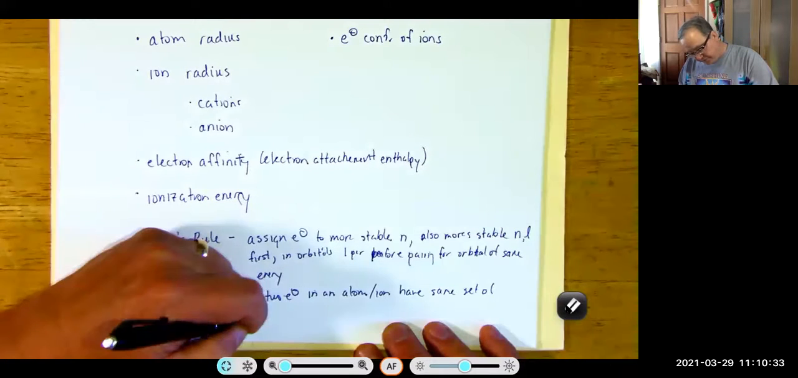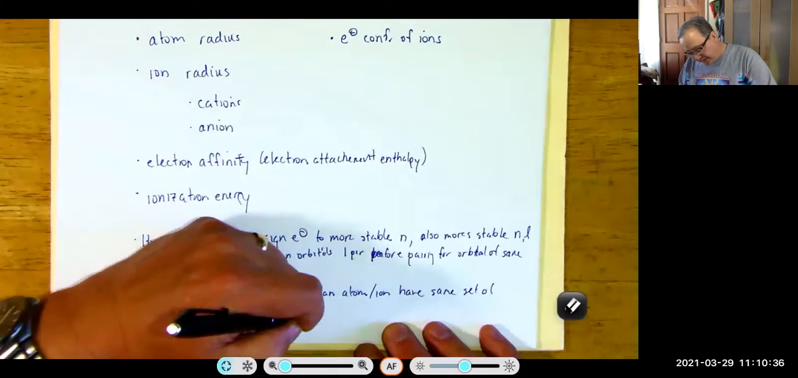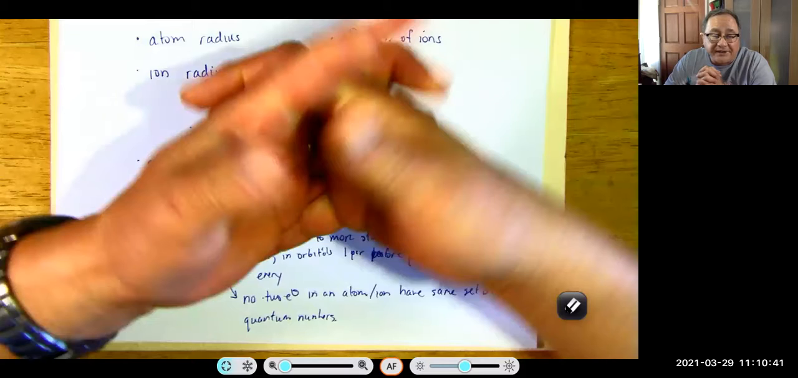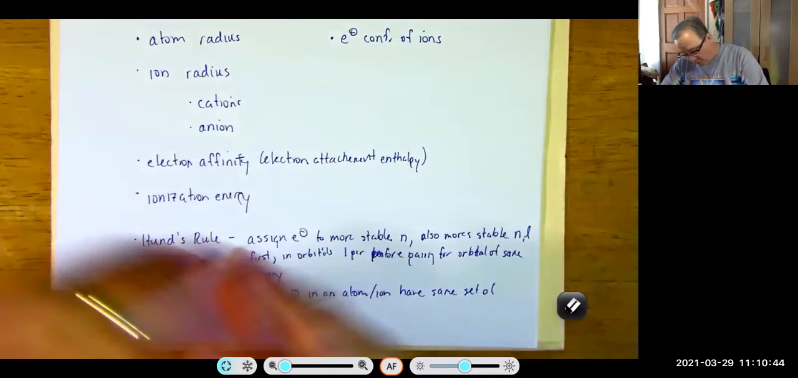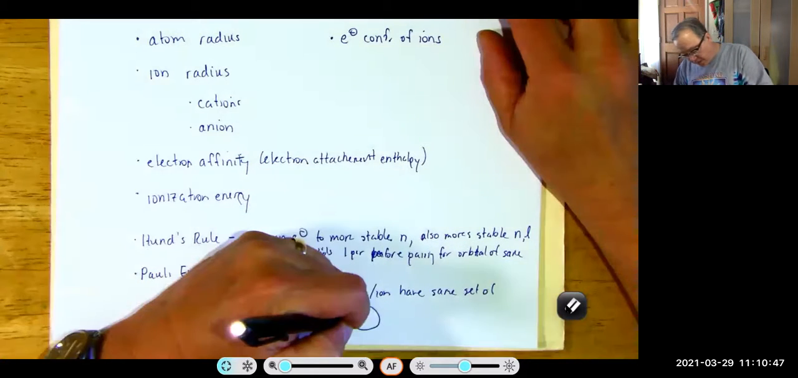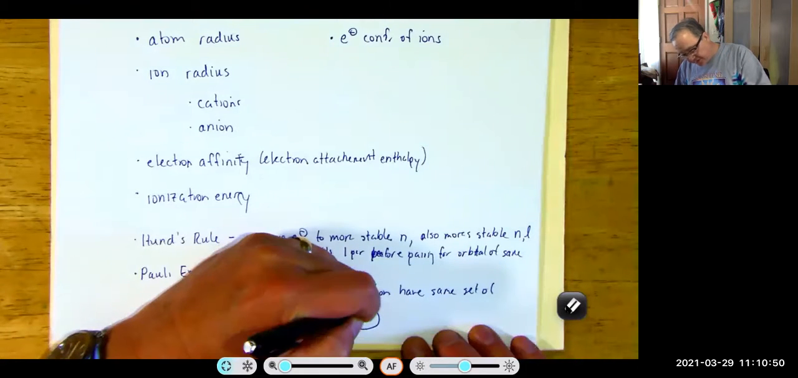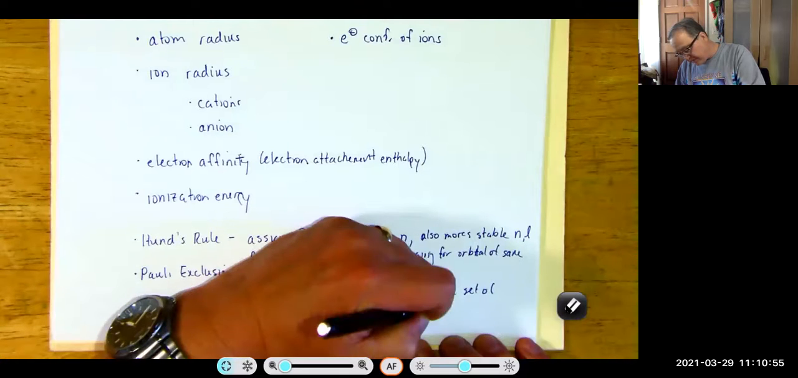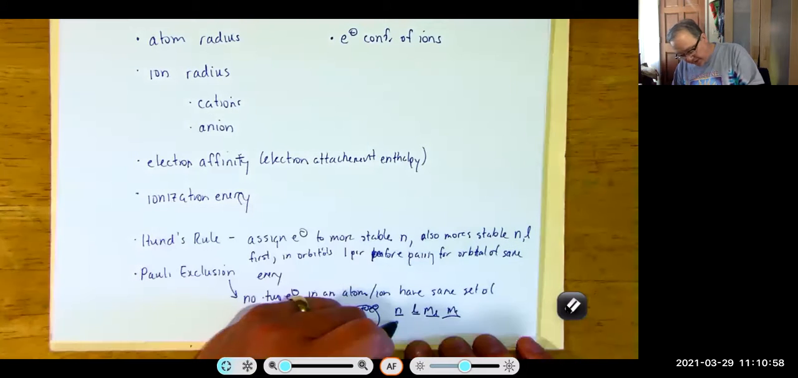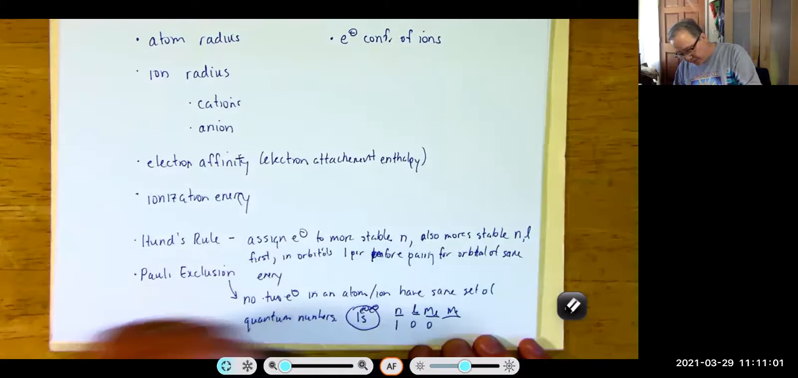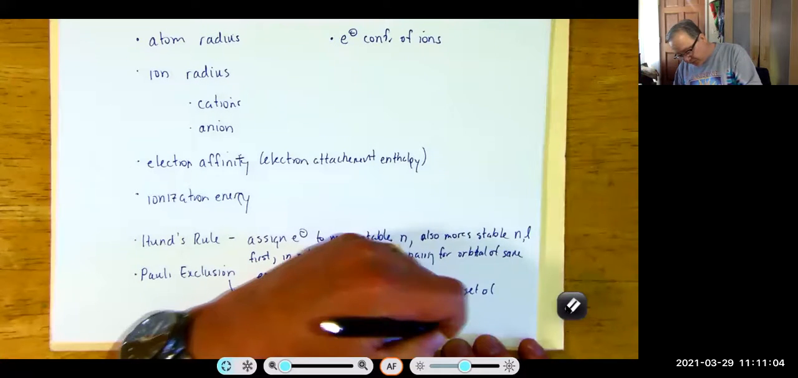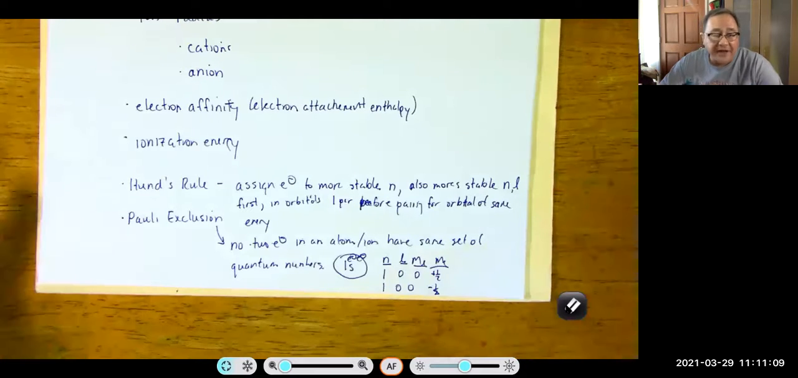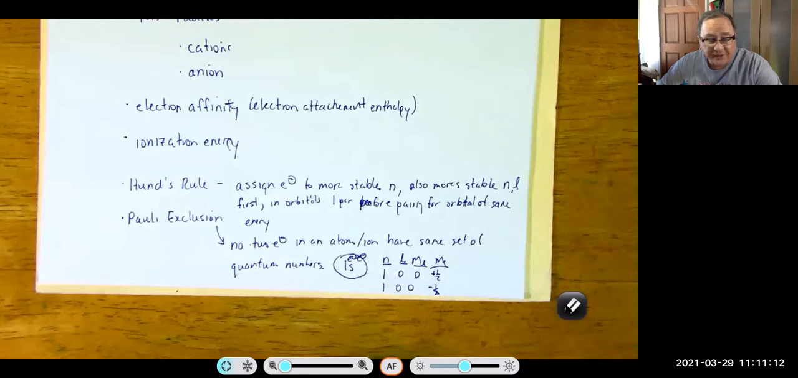Right. And it's because of this exclusion principle that we say that an orbital can only have 2 electrons in it. Because when you look at an orbital like this one, a 1s, and it's got 2 electrons in it, you've got n is 1, l is 0, m sub l is 0, and plus 1/2. And you've got 1, 0, 0, minus 1/2. And there aren't any other sets of quantum numbers you can have. So this orbital can only have 2 electrons in it.